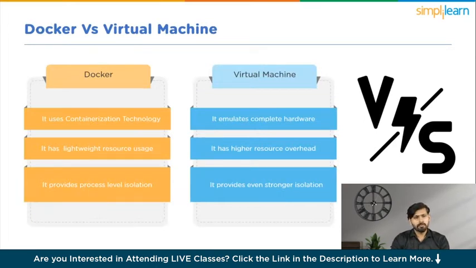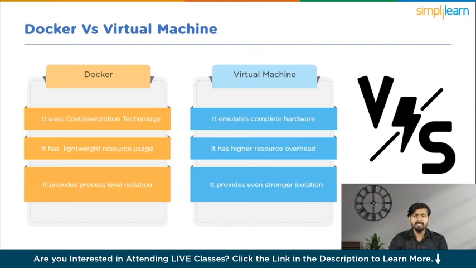If I talk about virtual machines, they emulate the physical hardware to create isolated environments where multiple operating systems can run simultaneously on a single physical machine. Each virtual machine requires its own guest operating system, consuming significant resources and leading to slower startup times. In contrast, Docker uses containerization technology to run applications within lightweight, isolated containers that share the host operating system kernel.